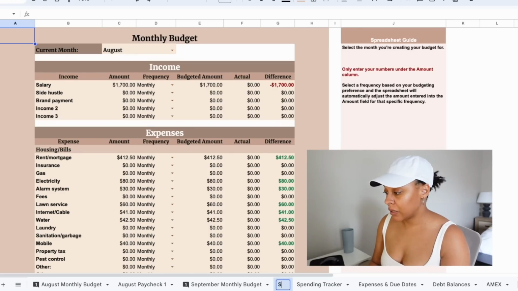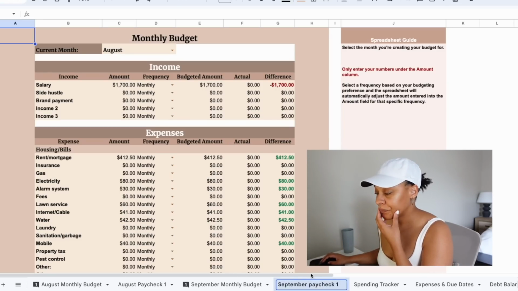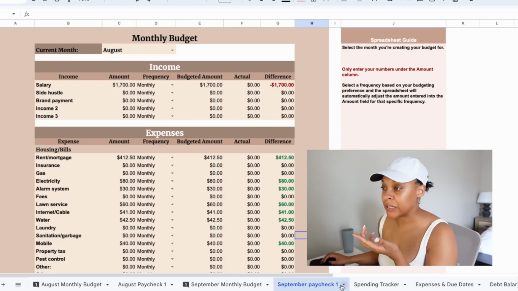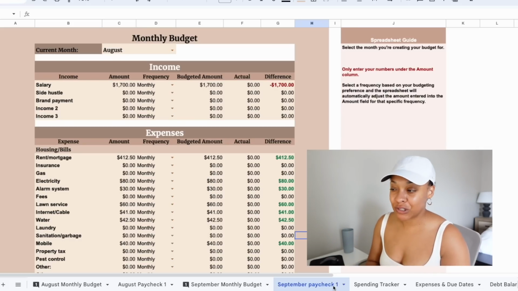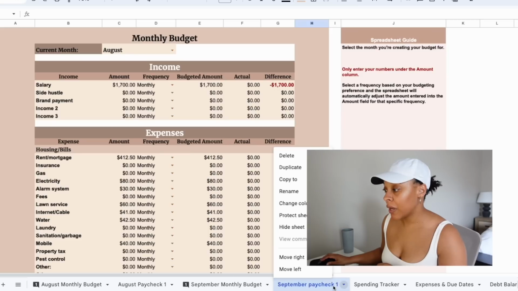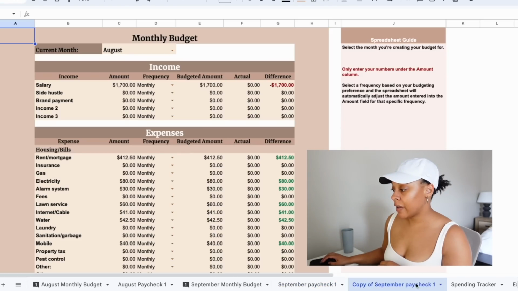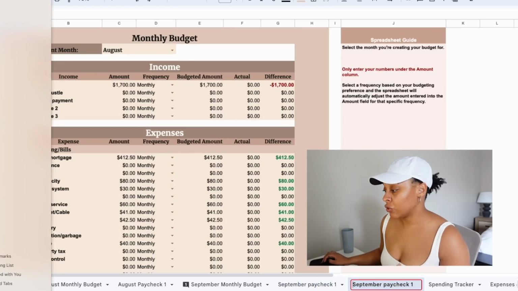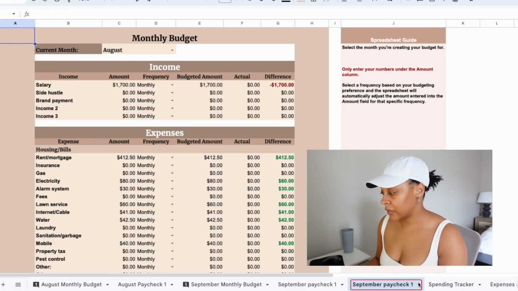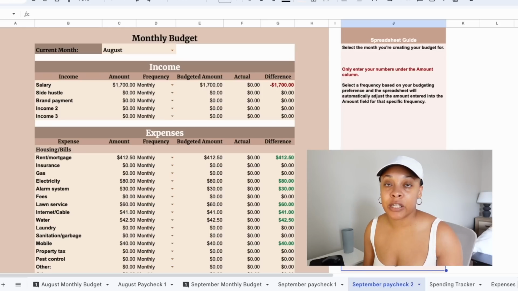So I'm gonna make this September paycheck 1, and I name it 1 as in whichever check is first in the month, that is September paycheck 1, and then the paycheck that is number 2 during the month, that is September paycheck 2. And if I have a 3 paycheck month, then I will make an additional tab that says September paycheck 3 and just figure out how I should divvy up those funds.